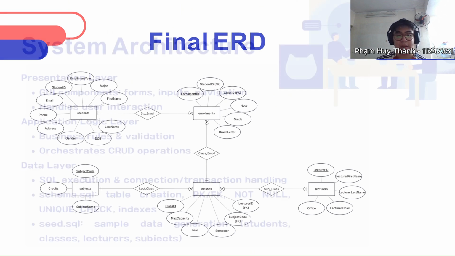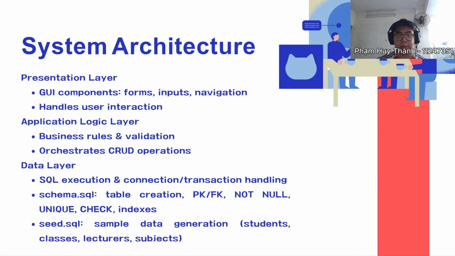Our system has three layers. The presentation layer handles the GUI, the application logic layer applies business rules and validation, and the data layer handles SQL execution, schema creation, and sample data through schema.sql and seed.sql.